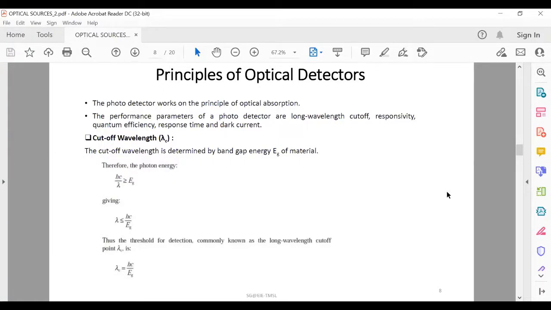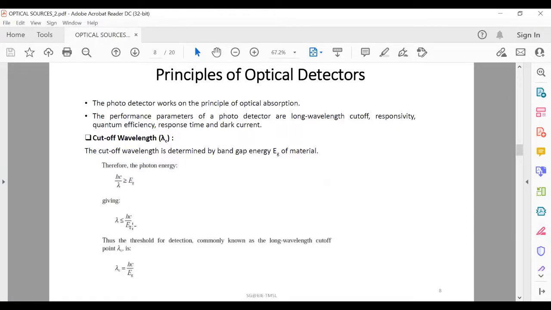Now the performance parameters of a photo detector are based on certain parameters like long wavelength cutoff, responsivity, quantum efficiency, response time, as well as dark current. So what is the cutoff wavelength? Any particular semiconductor can absorb photons over a limited wavelength range. The highest wavelength is known as the cutoff wavelength, here given as lambda c. The cutoff wavelength is determined with the help of the band gap energy Eg of the material, and the photon energy can be represented in terms of wavelength and the band gap energy using this equation, from which the lambda value can be calculated.